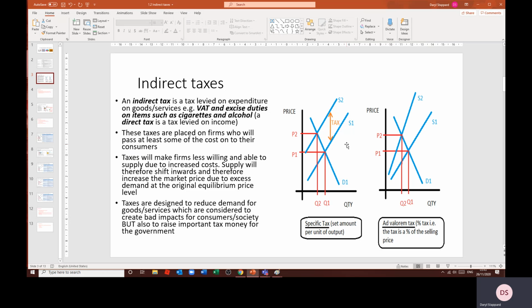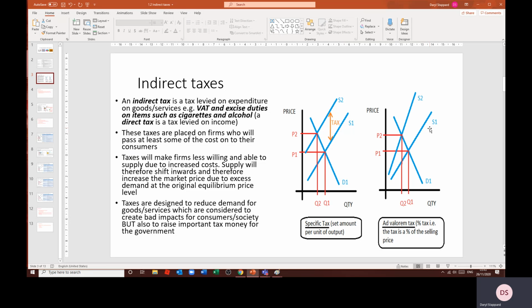Now, in the right-hand side diagram, we can see the impacts of what we call an ad valorem tax. So the idea now, though, is what we're doing, rather than charging a specific amount of tax per unit sold, 50p, etc., we're now placing a percentage tax on the products sold by the business.